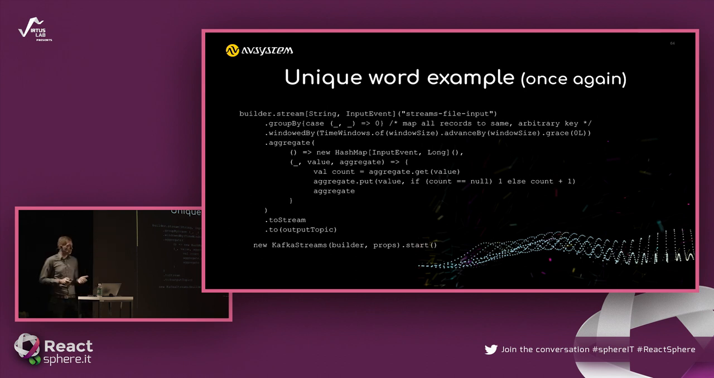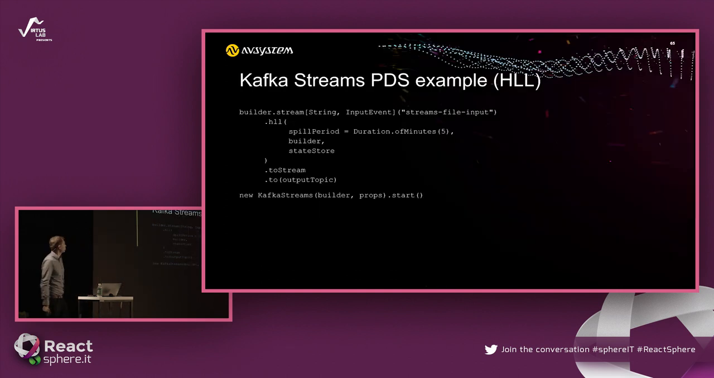So once again, remember the first example of unique word count. Oh, something's wrong here. Okay, never mind. The first example I was talking about before, right? So you just need to provide the builder, and you need to group by the keys and window and perform aggregate, right? And this is not very performant. We don't want that. We want to use HyperLogLog for the big data.